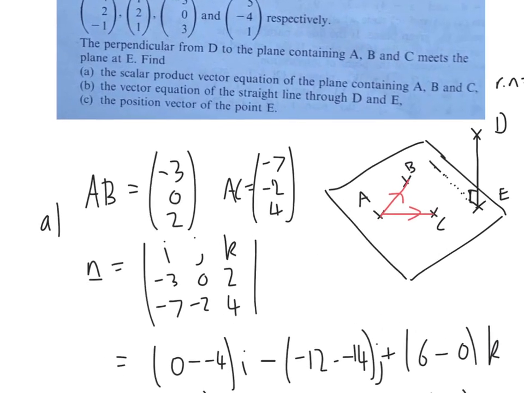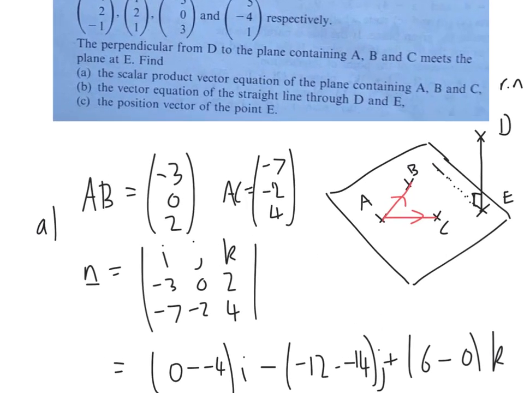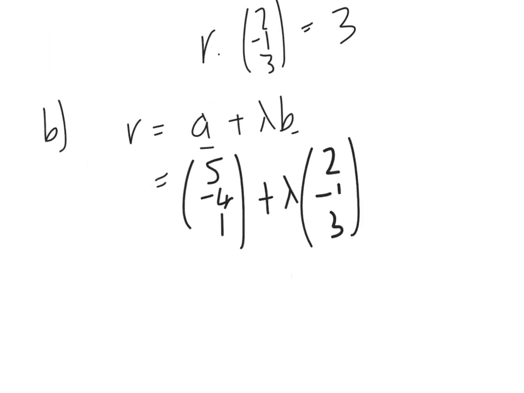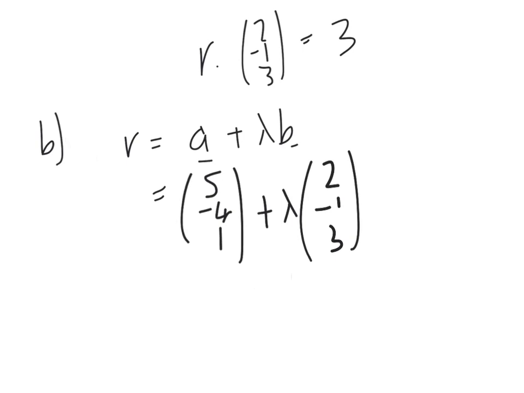Part C then, find the position vector of the point E. Well, we have the vector equation of the line and the vector equation of the plane, and they both meet at point E. E is on both of those, the plane and the line. So where they're equal will be where E is. So we've got to put these two things equal to each other. So we're going to put this line into this plane.